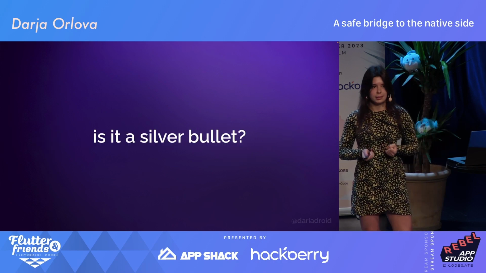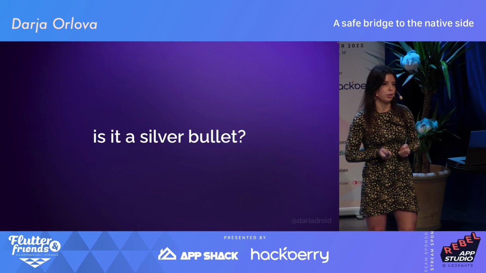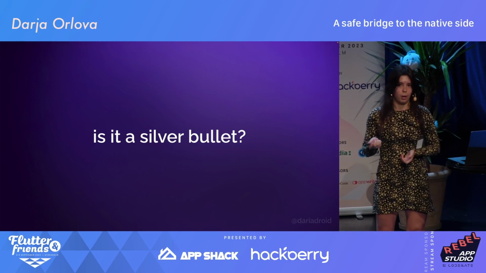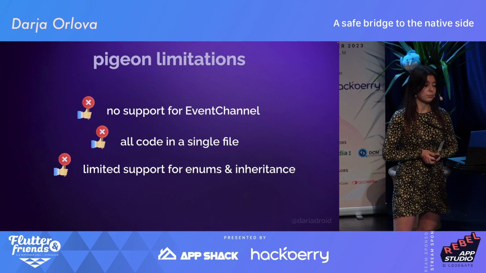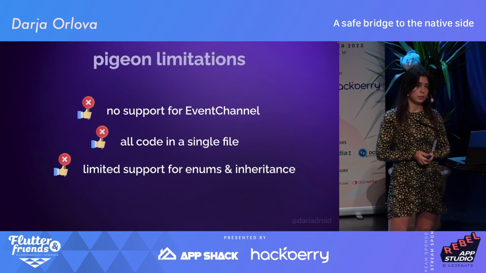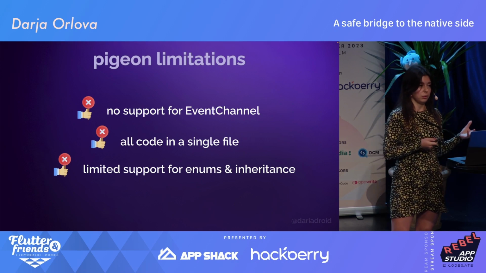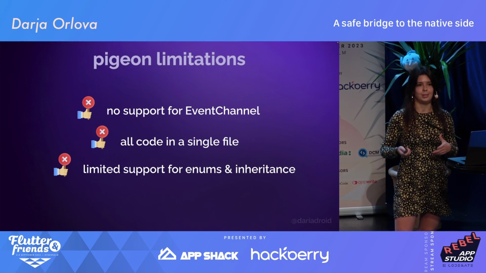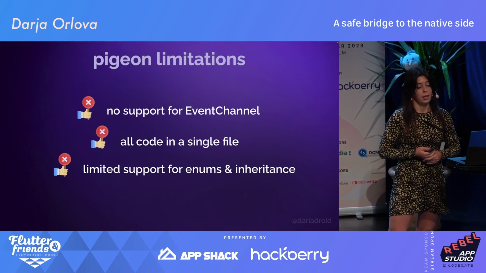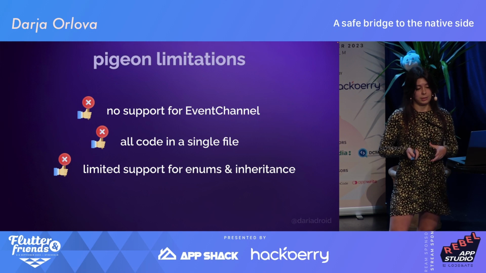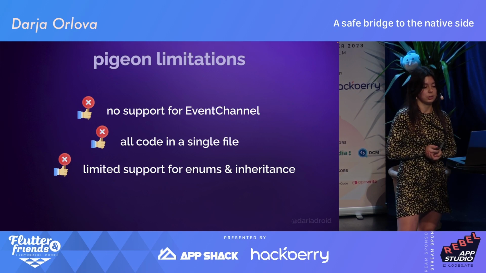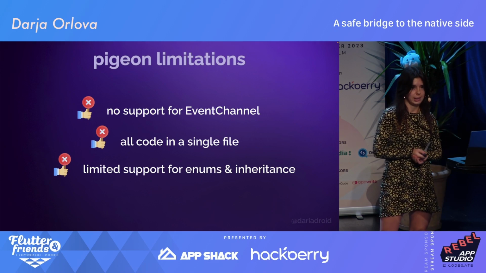But is it a silver bullet, and does it solve all of the problems with native communication? And obviously, if I'm asking, then it's not. First of all, the main limitation is that there is no support for event channels, because if you use event channels, you have to continue using them, and Pigeon currently doesn't generate any code for that. All of the code has to be specified in a single file, as we have seen so far. And currently, there's also limited support for enums and inheritance.